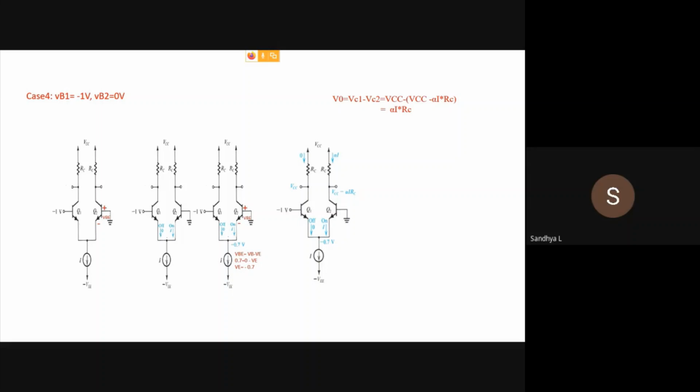So likewise, if you know the inputs of both Q1 and Q2, you can say whether each transistor is on or off. You can find it using the emitter voltage, and if you know whether each of the transistors is on or off, you can find IE1 and IE2, you can find IC1 and IC2, thereby you can find VC1 and VC2, and henceforth you can find V0.